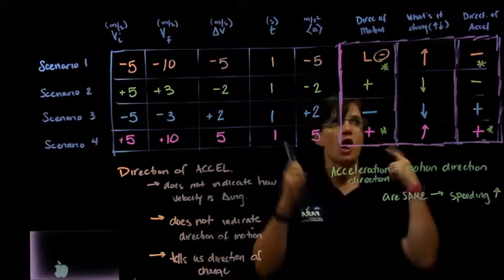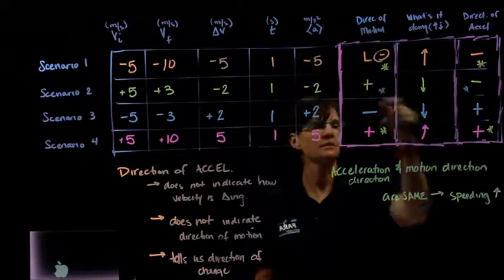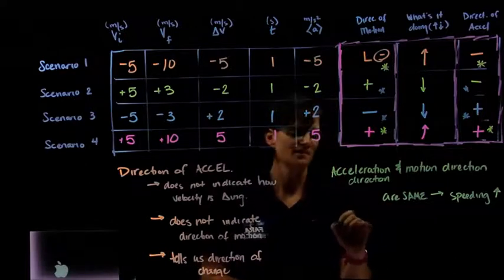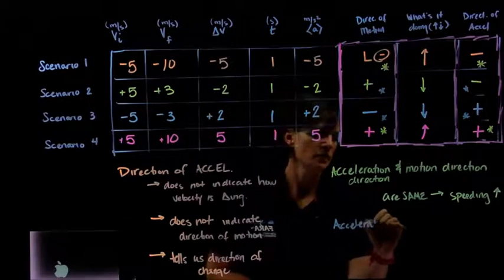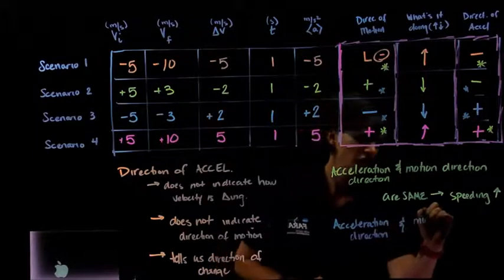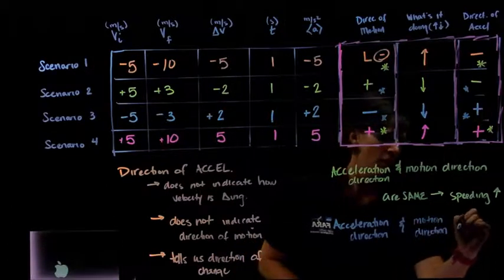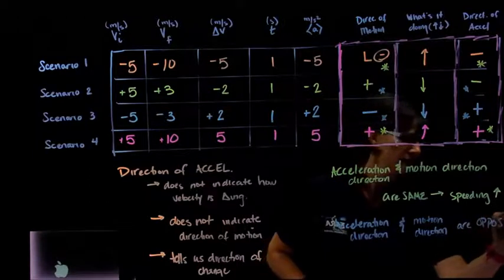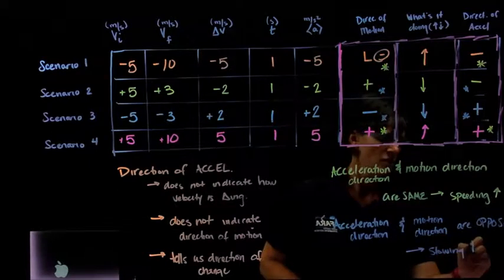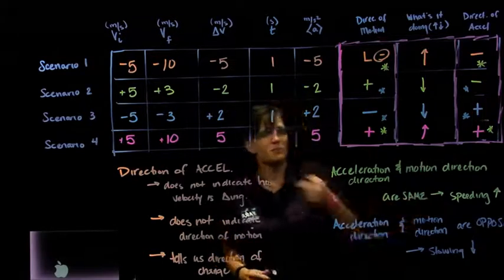Hopefully you've thought ahead, and when the acceleration and the motion are opposite, negative, positive, positive, negative, the object does what? Slows down. So if the acceleration direction and motion direction are opposite, we get slowing down.